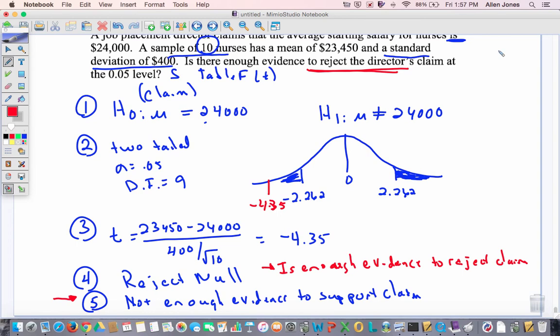And that covers our t-distribution. Again, noting that we have that sample standard deviation instead of our population standard deviation in previous problems.